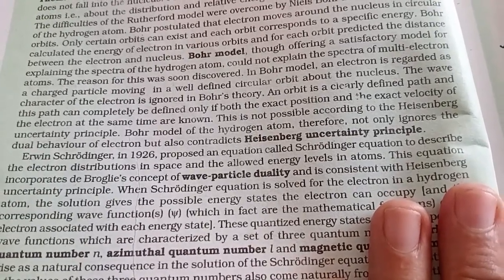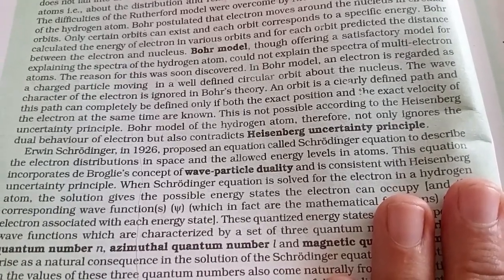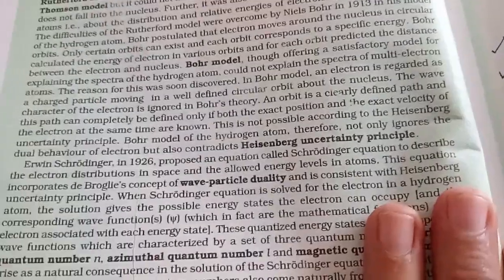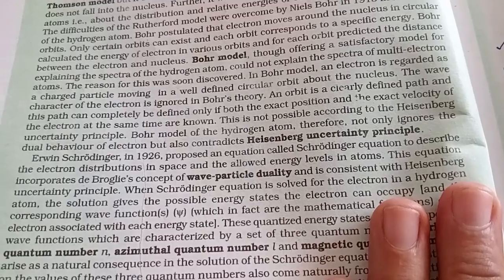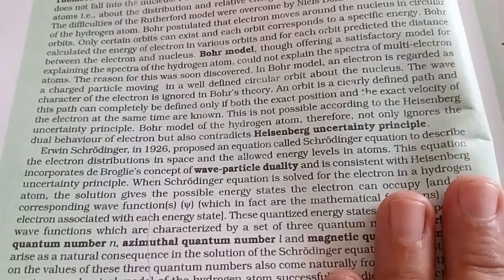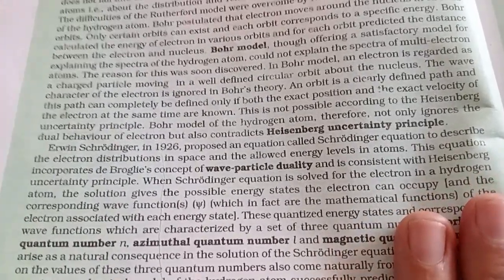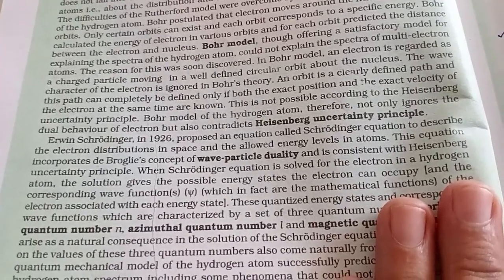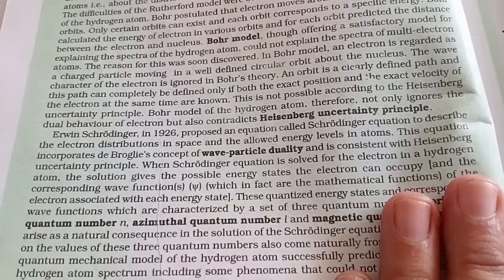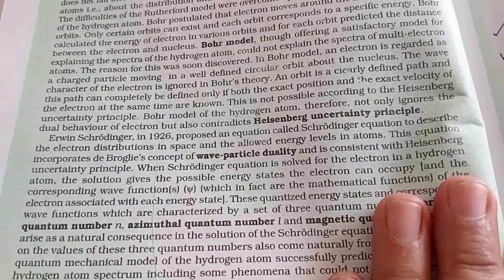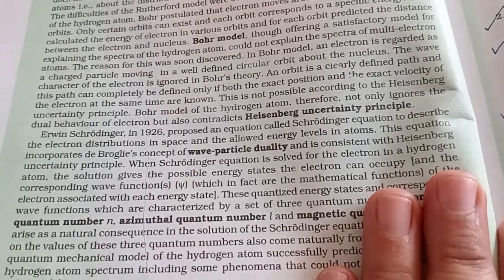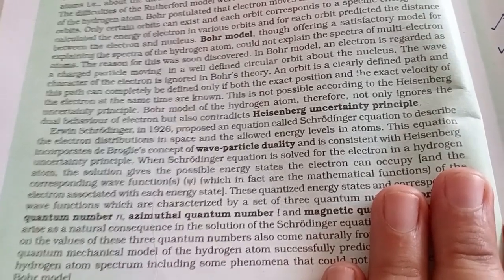In Bohr model, an electron is regarded as a charged particle moving in a well-defined circular orbit about the nucleus. The wave character of the electron is ignored in Bohr's theory. है ना, पता लग गया ना drawback क्या था Bohr's theory का. An orbit is a clearly defined path and this path can completely be defined only if both the exact position and the exact velocity of the electron at the same time are known.